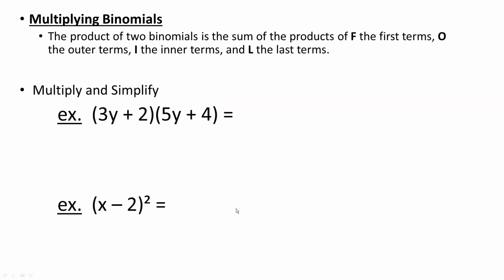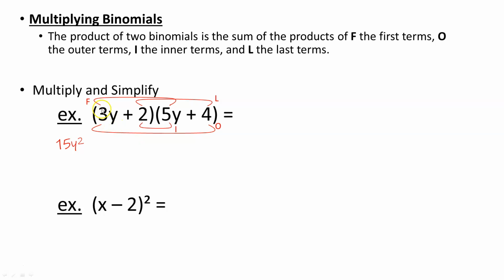Okay? Now, multiplying binomials. A lot of times people will say, oh, you can just FOIL it, which means first, which is the F, outer, which is the O, inner, last. This is just an order of how to do this.